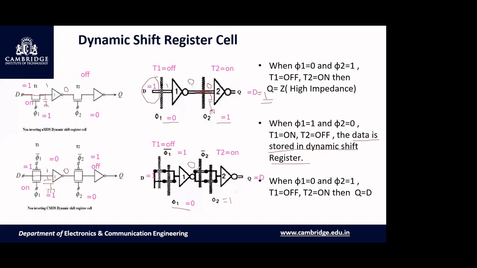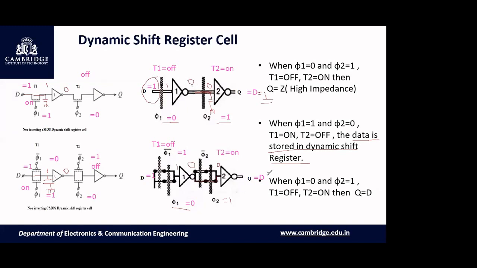Even here also same thing. Whatever input was available at the input of the first inverter is inverted, we got 0. That logic 0 is passed via the NMOS transistor because NMOS is good at passing logic 0. We'll get 0 here, that is inverted, we'll get 1.